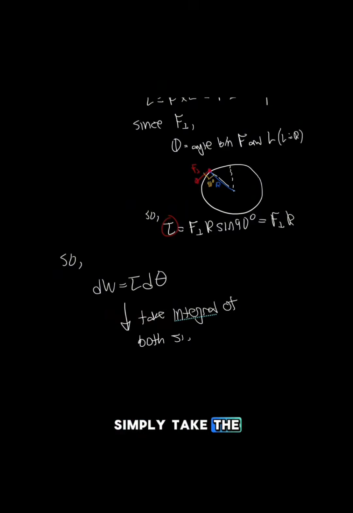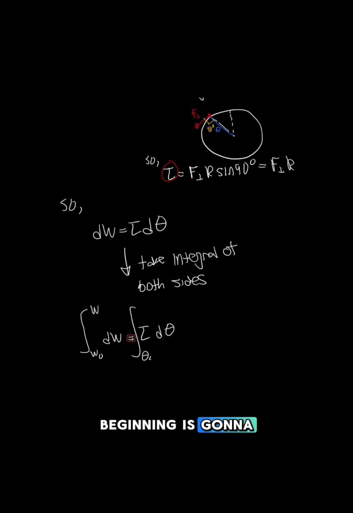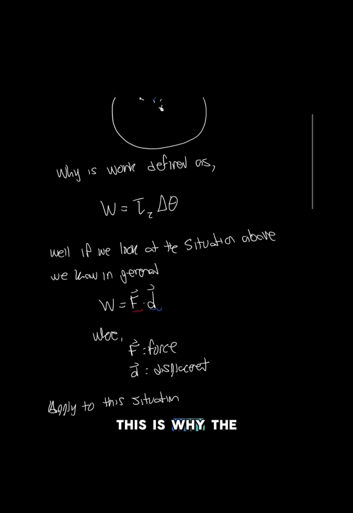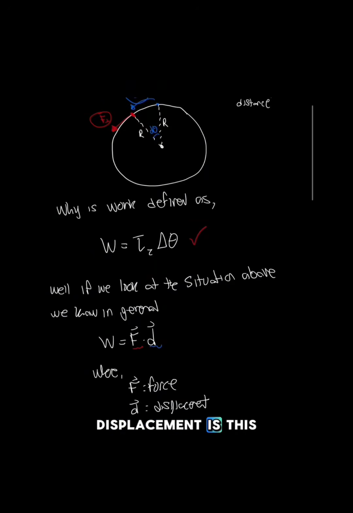Then we can simply take the integral of both sides, knowing that the work at the beginning is going to be equal to 0. If we take the integral of both sides, we get this expression for the final answer. This is why the work for angular displacement is this exact equation.